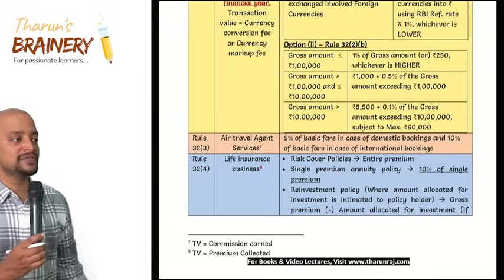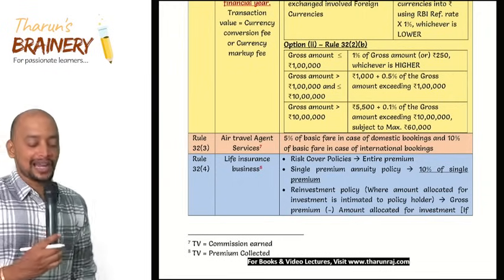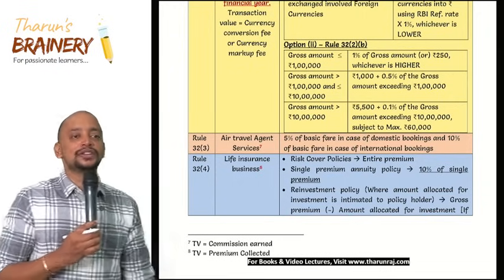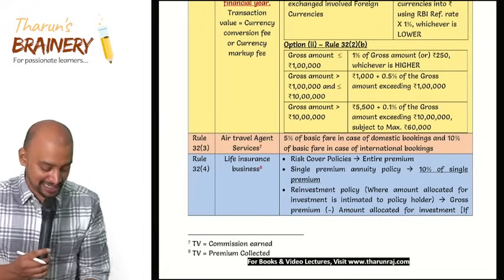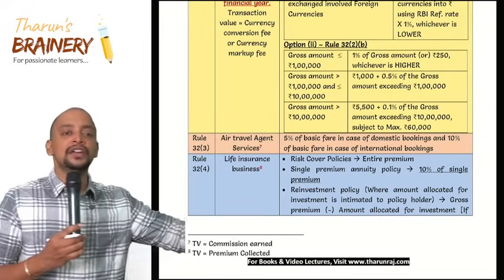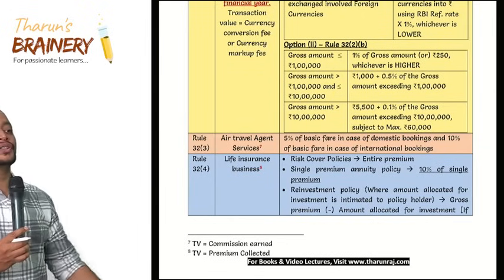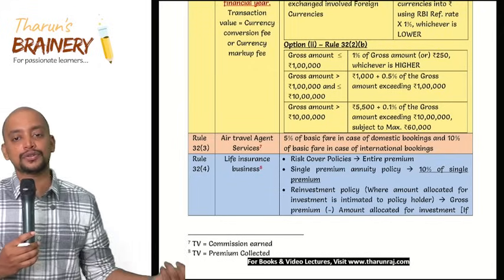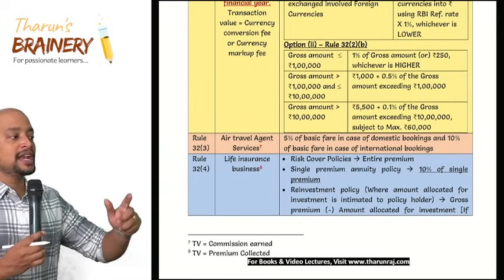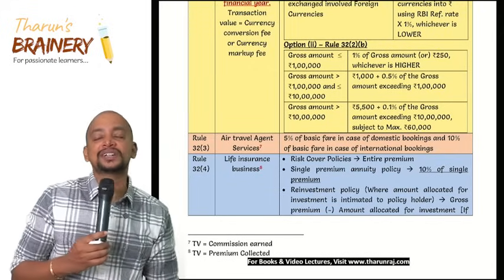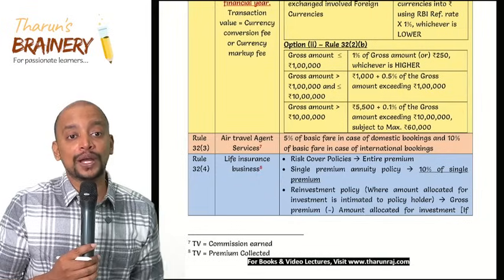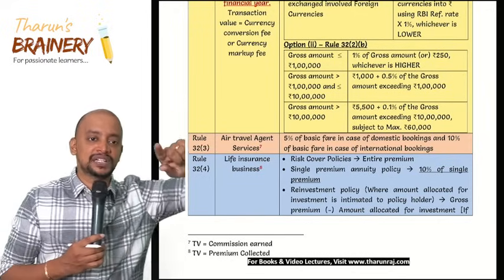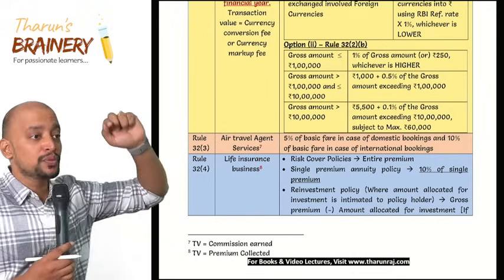Exactly 10 lakhs means we are at the end of this slab. For the first 1 lakh it will be 1000. Remaining 9 lakhs into 0.5% is 4500. 4500 plus 1000 will be 5500. So beyond that we are in the third slab. In the third slab, the basic amount is 5500 plus the amount exceeding 10 lakhs multiplied by 0.1%. Remember, first slab 1%, second slab 0.5%, then third slab 0.1%.